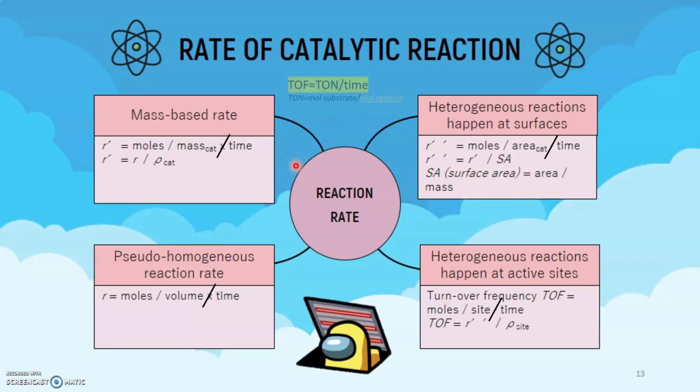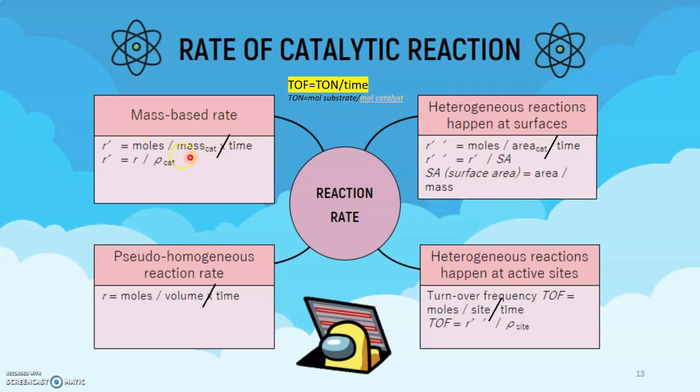So previously we know that the TOF equals the TON over time, and the TON equals the mole of substrate over the mole of catalyst. So the thing that needs to be highlighted is the mole of catalyst, because all the calculation in these different parameters is quite the same, and the only thing that needs to be changed is the mole of catalyst. Let's see the first reaction rate.